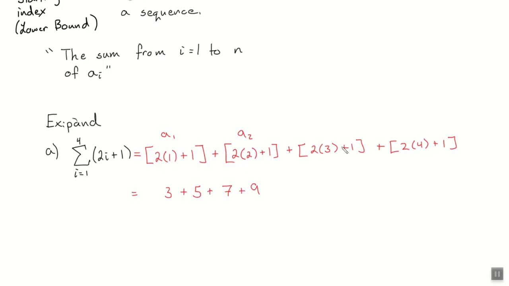Did we do the first 4 terms? And we're taking the summation, so let's just add them up. What's 3 plus 5? Plus 7? 15 plus 9. Look at that. We just found our first summation.